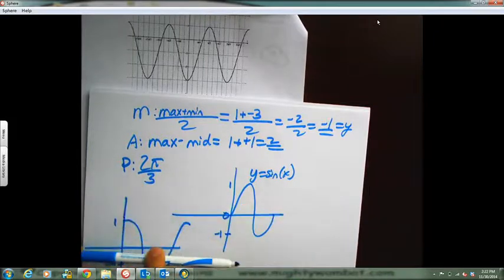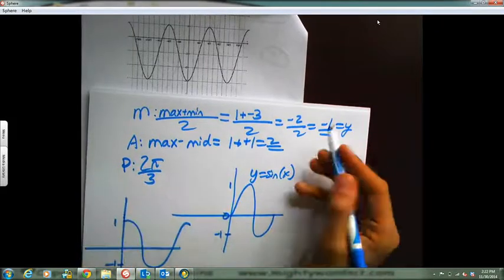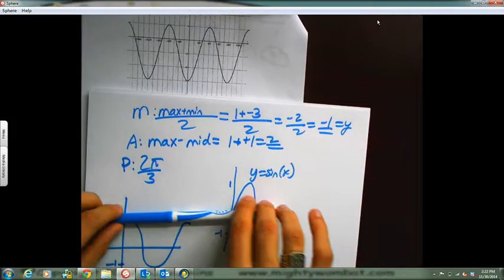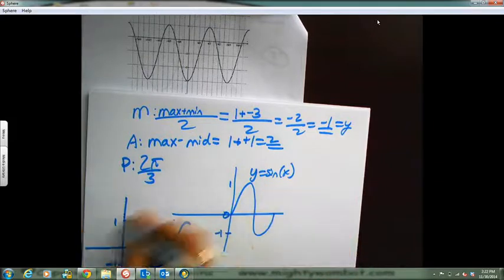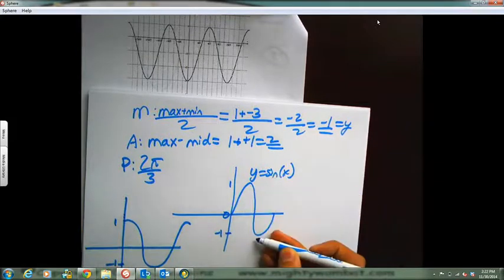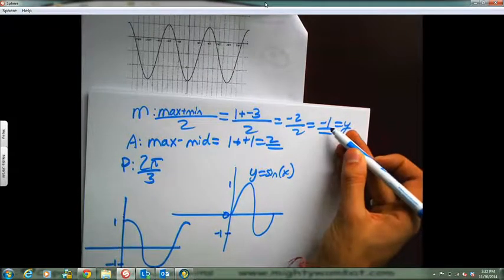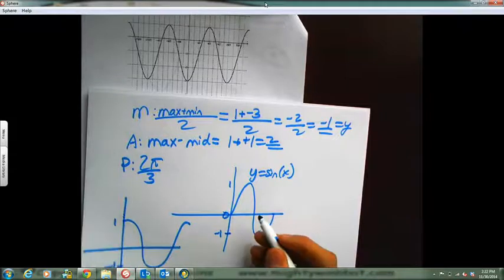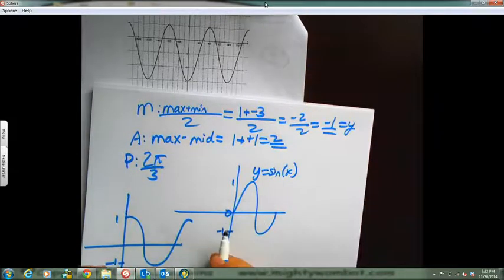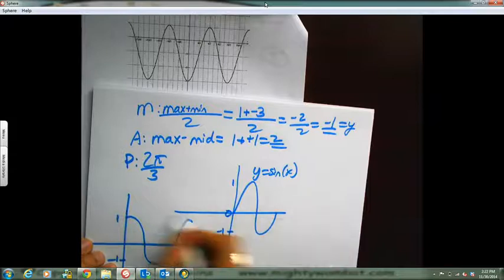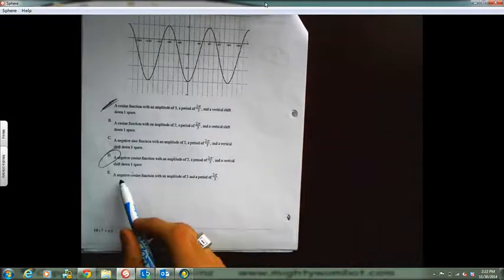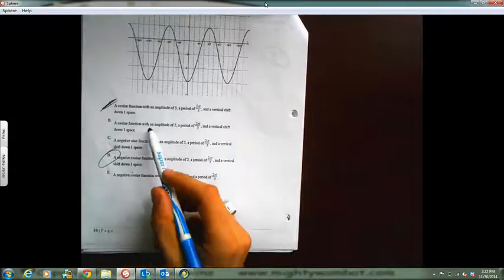The interesting point is both of these graphs have a midline of y equals 0. This has a midline of y equals -1, which means we must have shifted this graph, whether it's sine or cosine, down by 1 unit. Only then will the midline go from y equals 0 to y equals -1. So I know that there's been a vertical shift down by 1 unit, right? Because the midline used to be at y equals 0, now it is at y equals -1. So that eliminates answer choice E, so it is either B, C, or D.